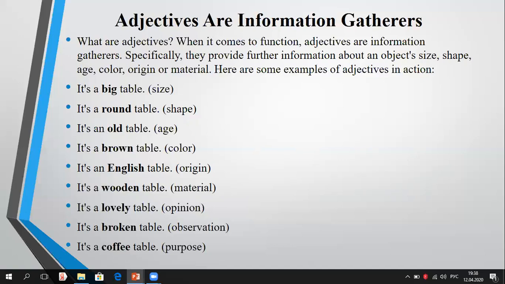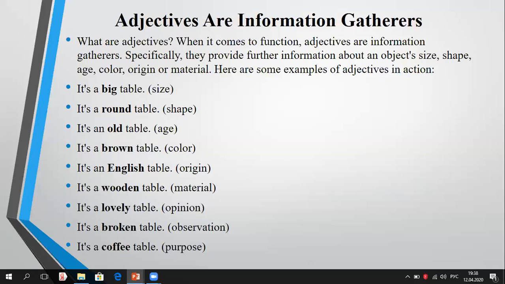The next sentence, it's a round table. Of course, the information is about the shape of the table. It's an old table. It means that it's not a new one, but an old table. It shows the age. It's a brown table. Color. It's an English table. It's not a Kyrgyz, it's not a Russian table. It's an English table. It means the origin of the table. It's a wooden table. What material is this table made from? Of course, this gives information about the material of the table.